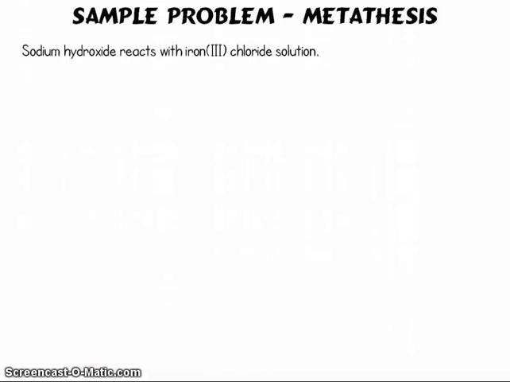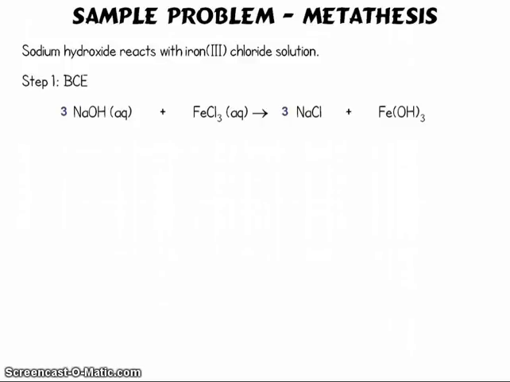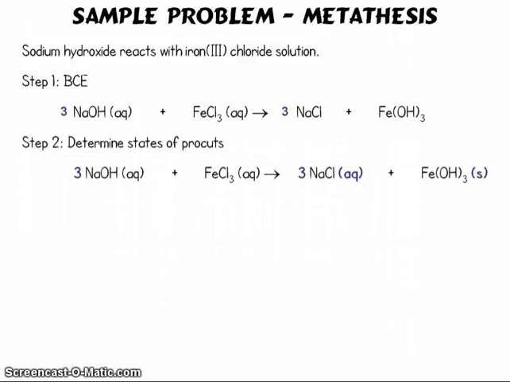Next sample problem is metathesis. We're going to react sodium hydroxide with iron 3 chloride in solution. This means that we're going to be operating with both of these aqueous. Sodium hydroxide and iron 3 chloride are both aqueous to begin with. The products I produce when I swap them: NaCl, again based on swapping charges, and iron 3 hydroxide, negative 1 makes FeOH3. If I balance, I'm going to need 3 sodium hydroxides and 3 sodium chlorides to complete the reaction.